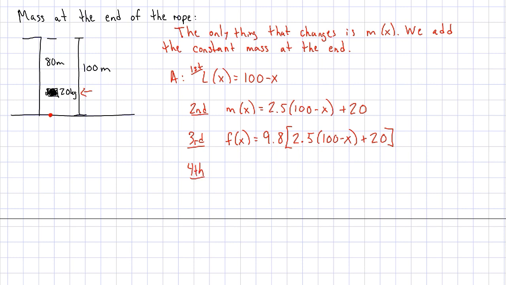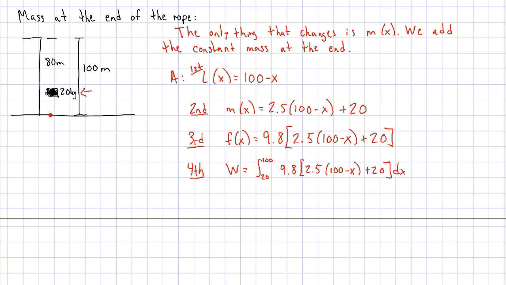So if this were a small child or something that we wanted to rescue, we would pull it the whole way up. We would go from 20, because that's how far the rope is when we begin, to 100, which is how far the rope is when we're done. That's the top of the building. And we would have this entire thing, 9.8 times 2.5 times 100 minus x plus 20. That whole thing is what would be evaluated.